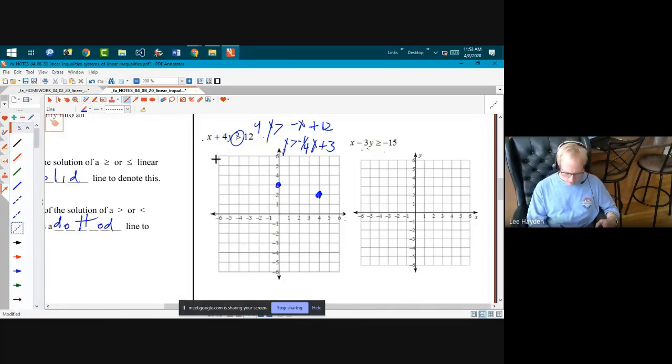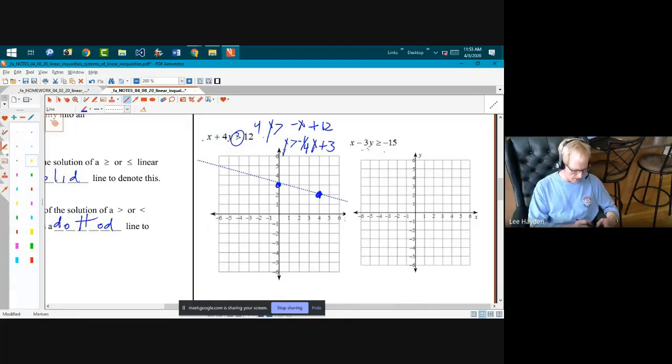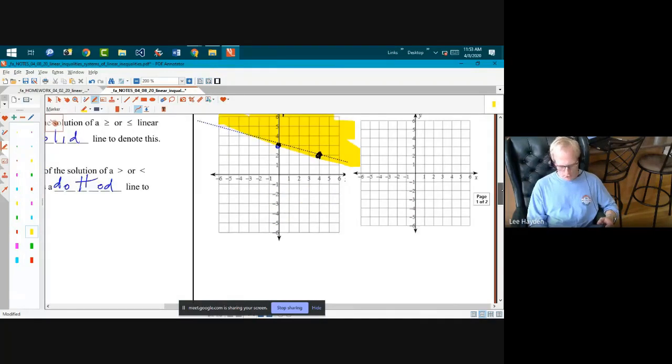There's 1. So let's see how close I can get. Good enough. And then greater than, so I'm going to shade the greater than side. Oops. I can do a better job than my 4-year-olds. There we go. All right, so that would be the solution.